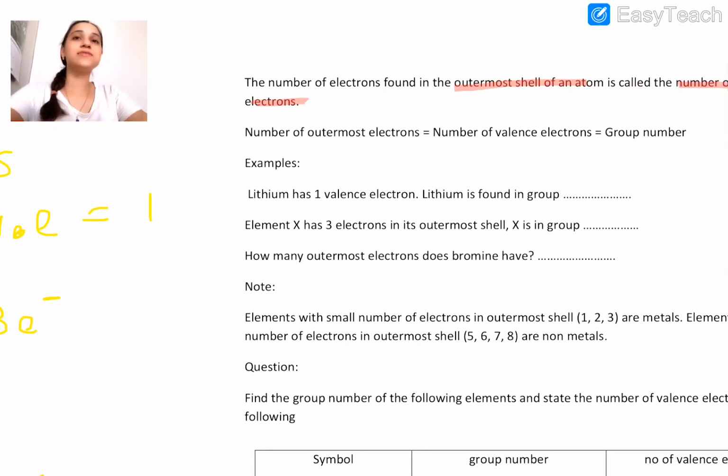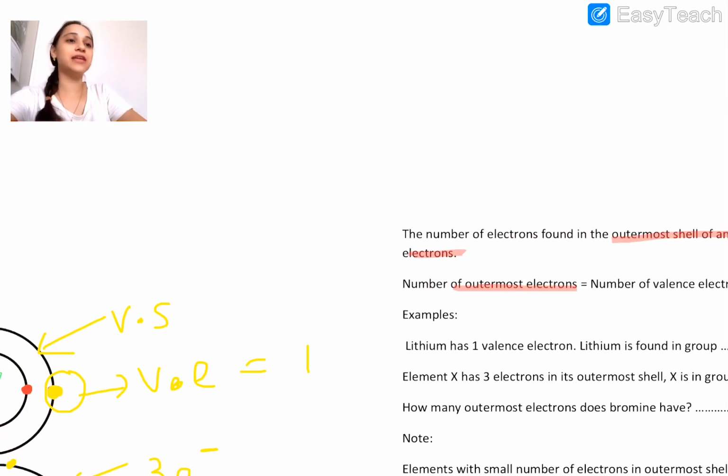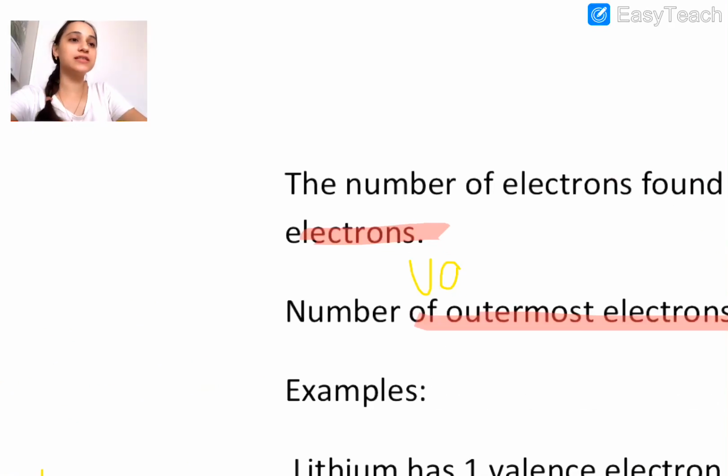What do these valence electrons mean? So the number of valence electrons or outermost electrons, that's another name for valence electrons.